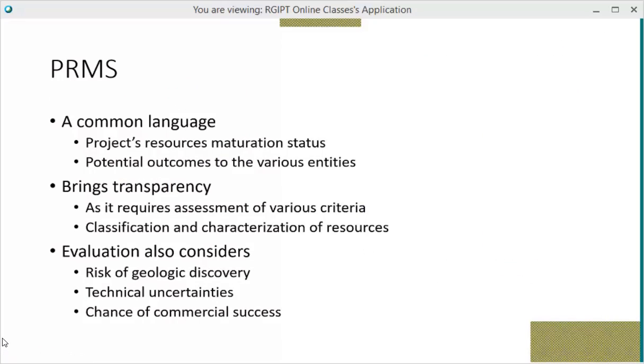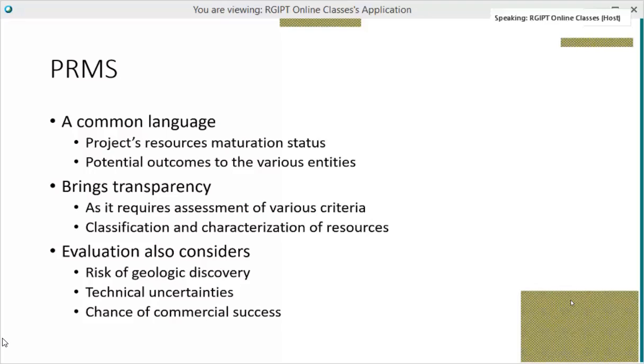So what is this PRMS? It's a common language for project resource maturation status. If you report any number, then the person understands what exactly you are talking about. Okay. Potential outcomes to the various entities, brings transparency. Okay. Now let me tell you, this is a very, very important thing to understand.